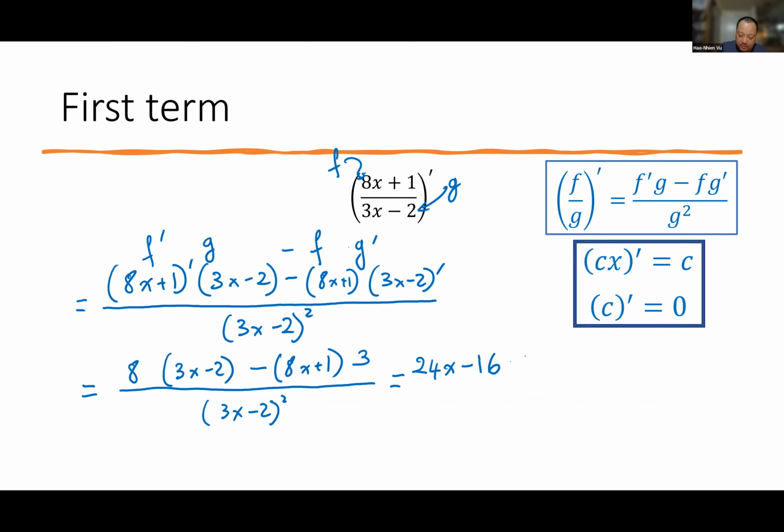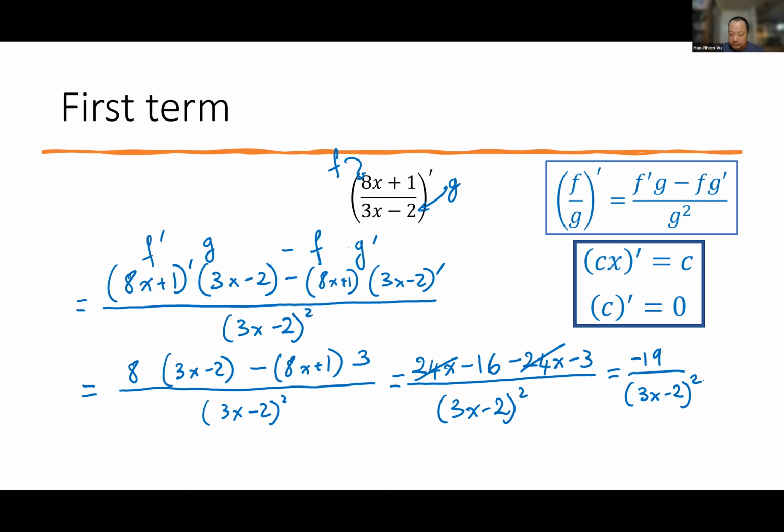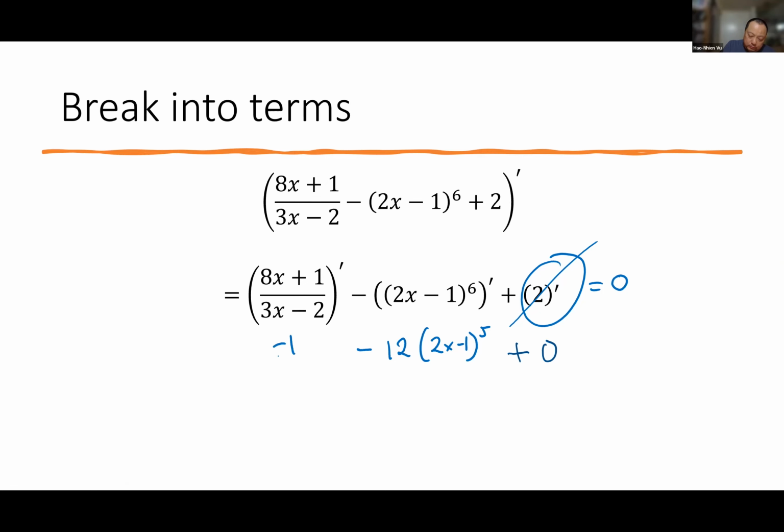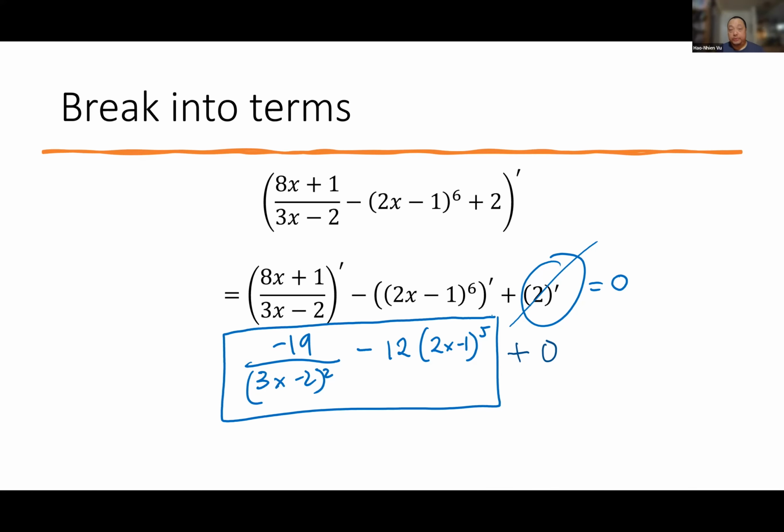24x minus 16 minus 24x minus 3. The 24x cancel, and I end up with negative 19 on top and the denominator. There's nothing else to simplify, so I can put this in my original problem. So here is negative 19 over (3x minus 2) squared. And I box this up. I don't need the plus 0, so that's my answer.